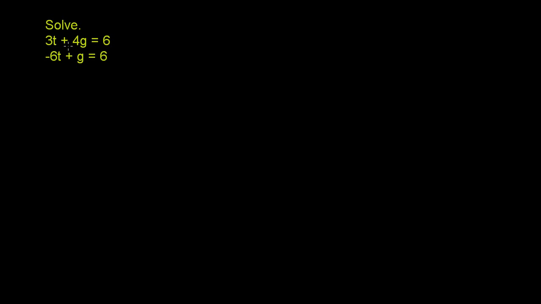We have this system of equations here. 3t plus 4g is equal to 6. And we have negative 6t plus g is also equal to 6. And there's a bunch of ways you can solve systems of equations. You can graph them. You can solve by substitution.